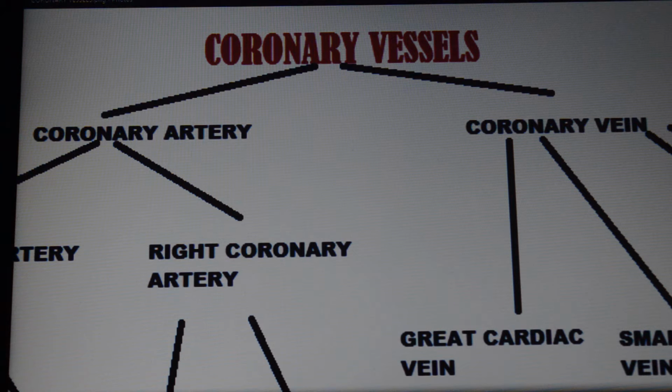And today we are going to discuss the coronary vessels. Mainly, the function of coronary vessels is to circulate the blood among the myocardium, the muscles of the heart, the cardiac muscles. The coronary vessels are firstly of two types: coronary arteries and coronary veins. Coronary arteries supply oxygenated blood to the fibers, and coronary veins take up the deoxygenated blood, the used blood, from the muscle fibers.